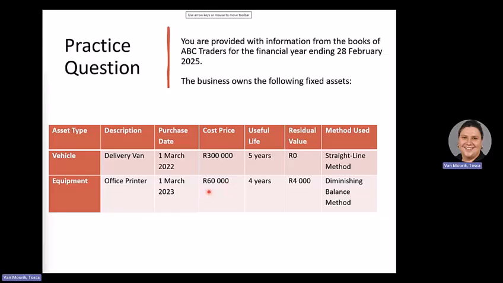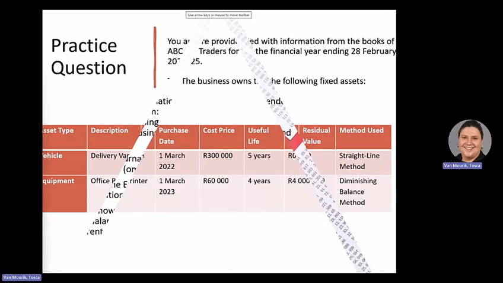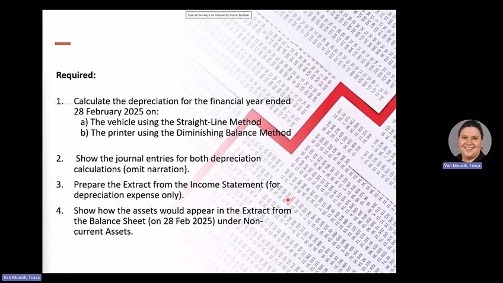Cost price of 60,000, useful life of 4 years, a residual value of 4,000 Rand. What is required from you guys? First of all, we have to calculate the vehicle's depreciation and also the printer's depreciation. We have to show it in journal entries, in the income statement, and then also in the balance sheet.